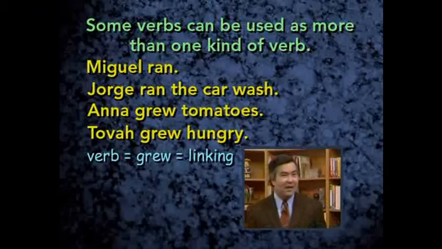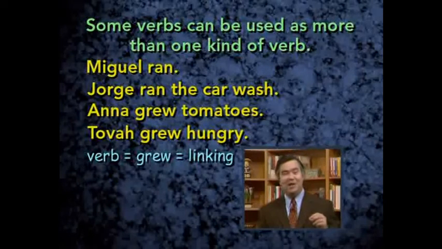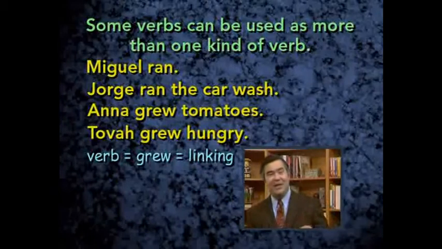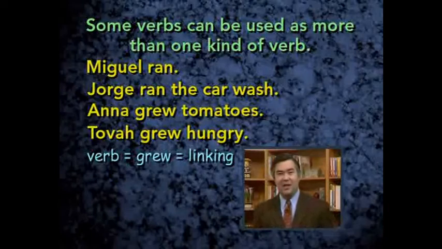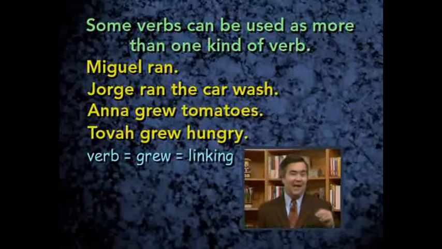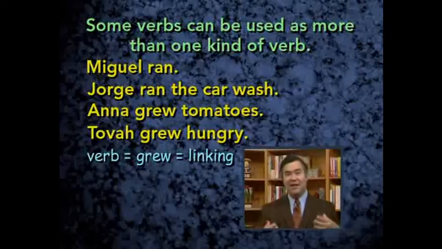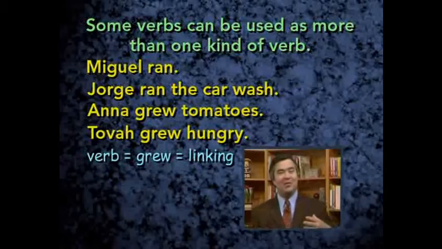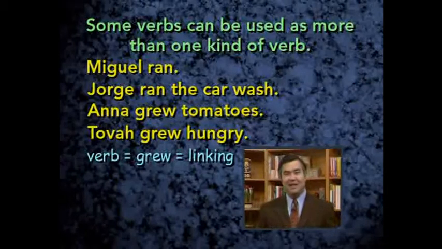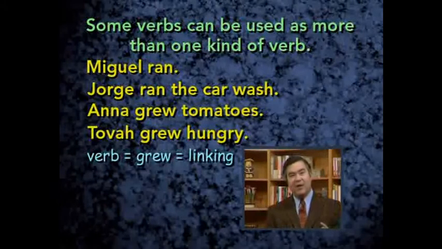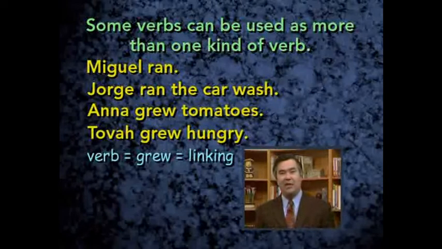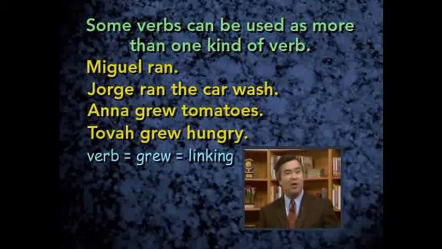So in this particular example, the verb grew is being used as a linking verb. It is linking Tova and hungry. The two things are being equated with one another. Hungry is not the object of the action. It's not receiving the action in the way the tomatoes received the action of growing in the sentence about Anna. Instead, grew is being used as a linking verb, and Tova and hungry are being equated with one another. Once again, notice that the very same verb can be used with different meanings to play a different role in a sentence.